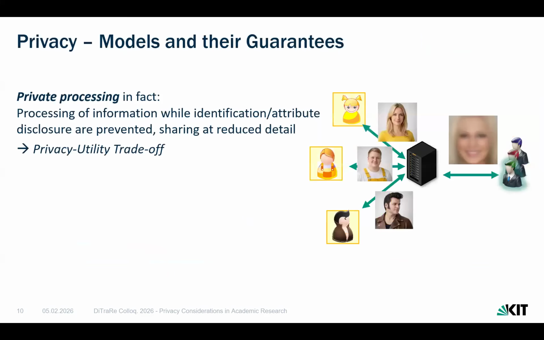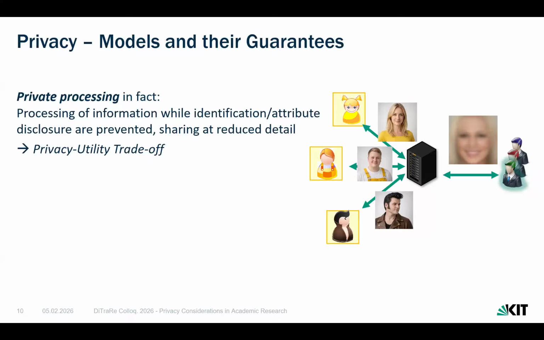So if we look at what data protection or privacy can actually offer, then maybe we can have something like private processing, where private processing would be essentially processing of information while identification of the data or attribute disclosure are prevented. And if data is shared, it's shared at reduced detail. So Alice, Bob, and Charlie would share certain information with a certain service, but others getting access to this data would only see something that does not disclose anything about any of the individuals.